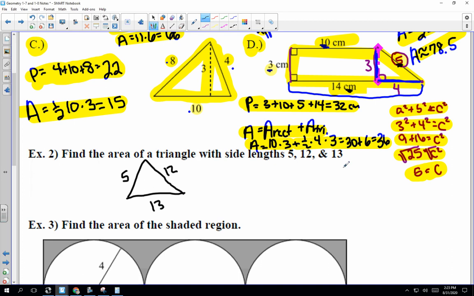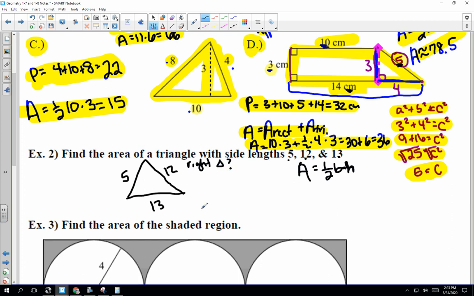Area of a triangle is 1/2 base times height. We have an issue here because given the numbers, we don't really have a height. So one thing that we're going to look at is we're going to see if this is a right triangle.